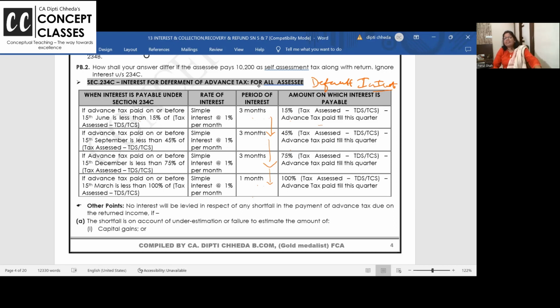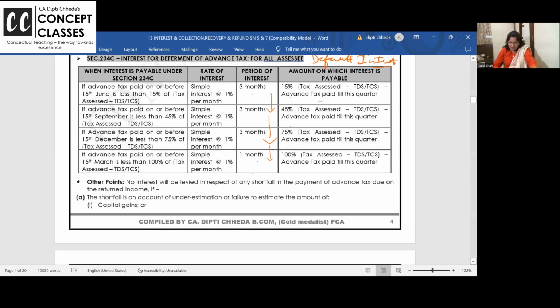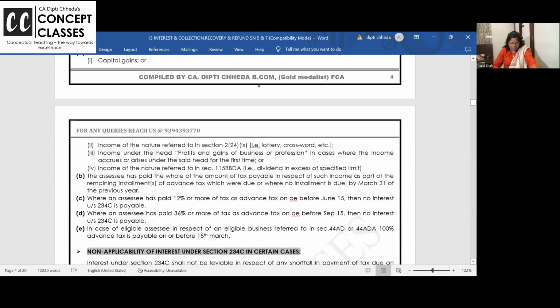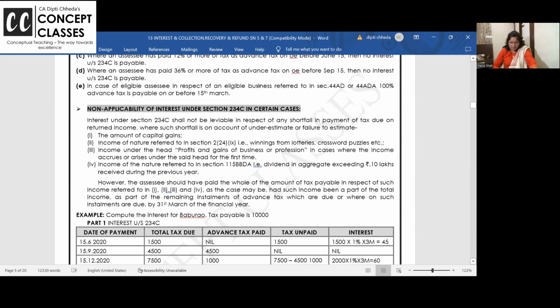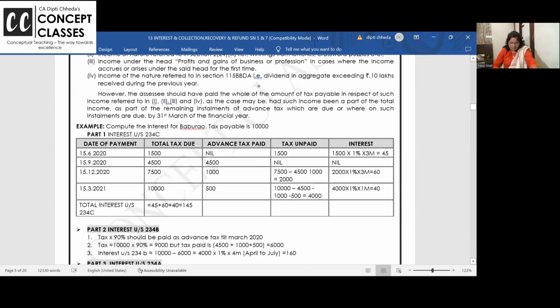It's actually 15 days. But I told you interest is not calculated day wise. It will be charged for 1 month. No interest will be levied in respect of shortfall. This point is same, if there is capital gain, lottery, or casual income and all.